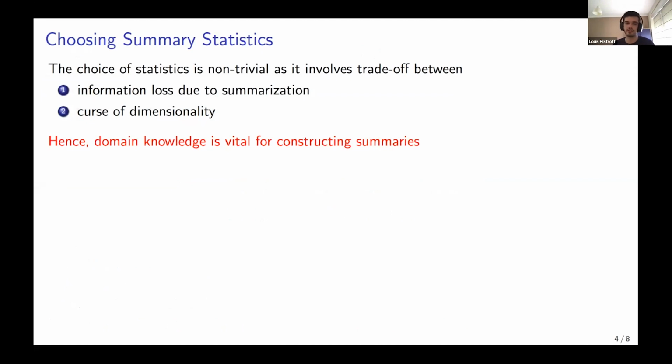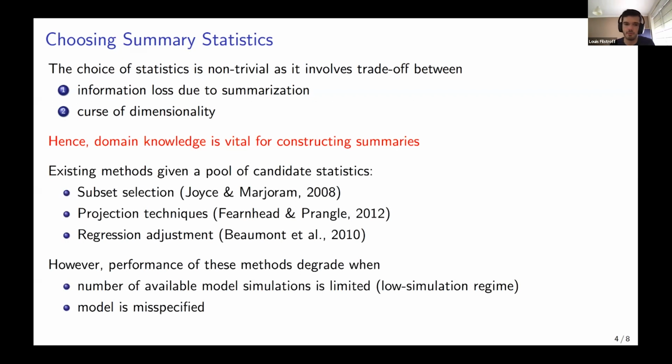One way out of this situation is to bring in domain knowledge, and especially domain knowledge from experts. Usually practitioners have this tedious trial and error process to construct the appropriate summary statistics for the problem at hand. Some methods have been proposed in the literature to find, given a pool of candidate statistics, the best one or the desired one. So you have subset selection methods, projection techniques, or regression adjustments, for example.